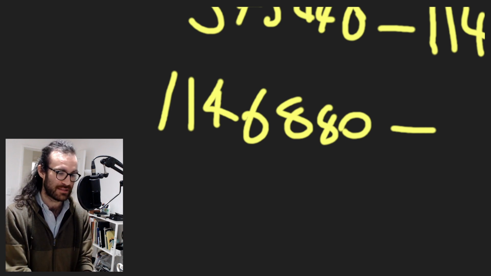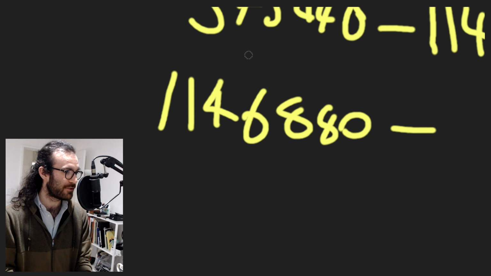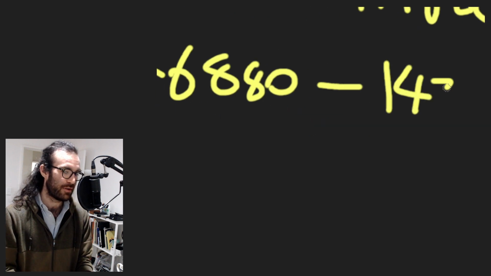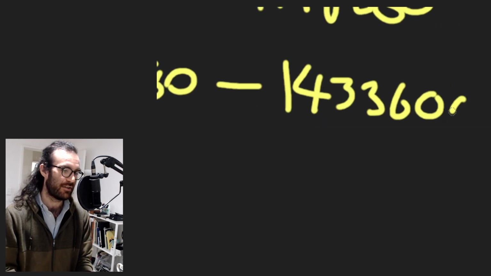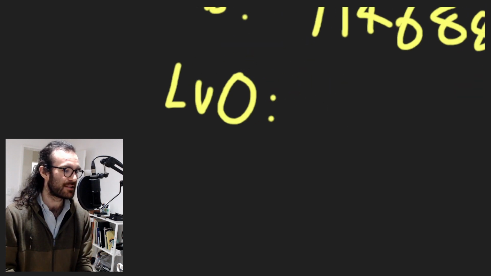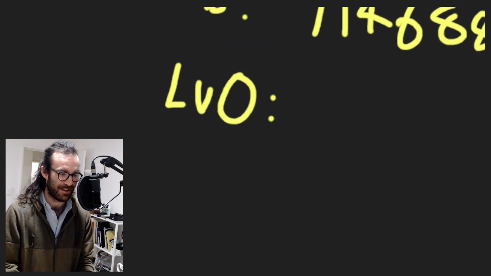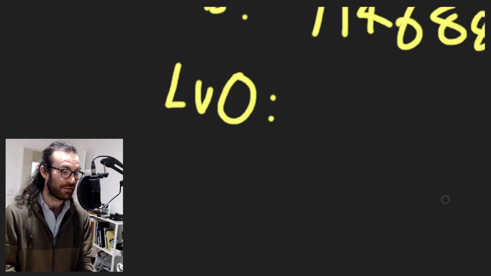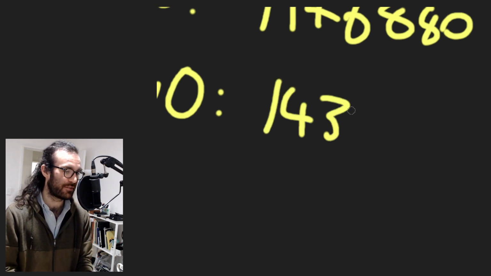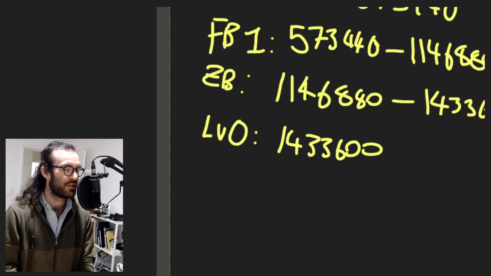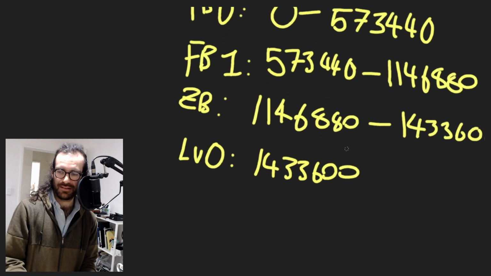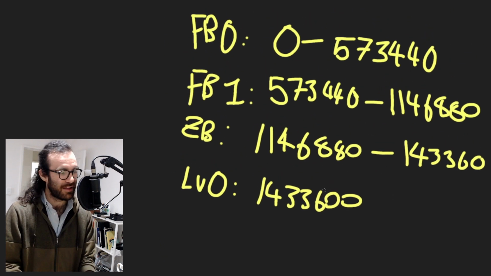1146880 plus 286720 is 1433600. Now, level 0 is going to start at... Okay, here we go. Entry starts at 1433600. So this seems like a bit of a problem, okay?